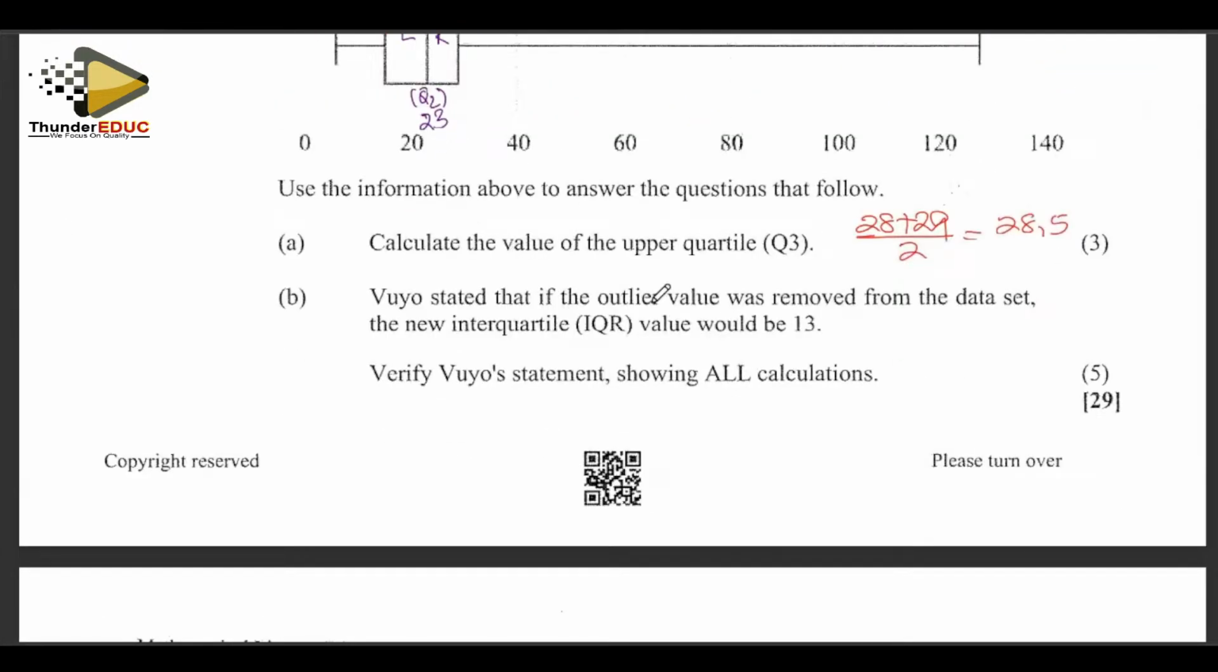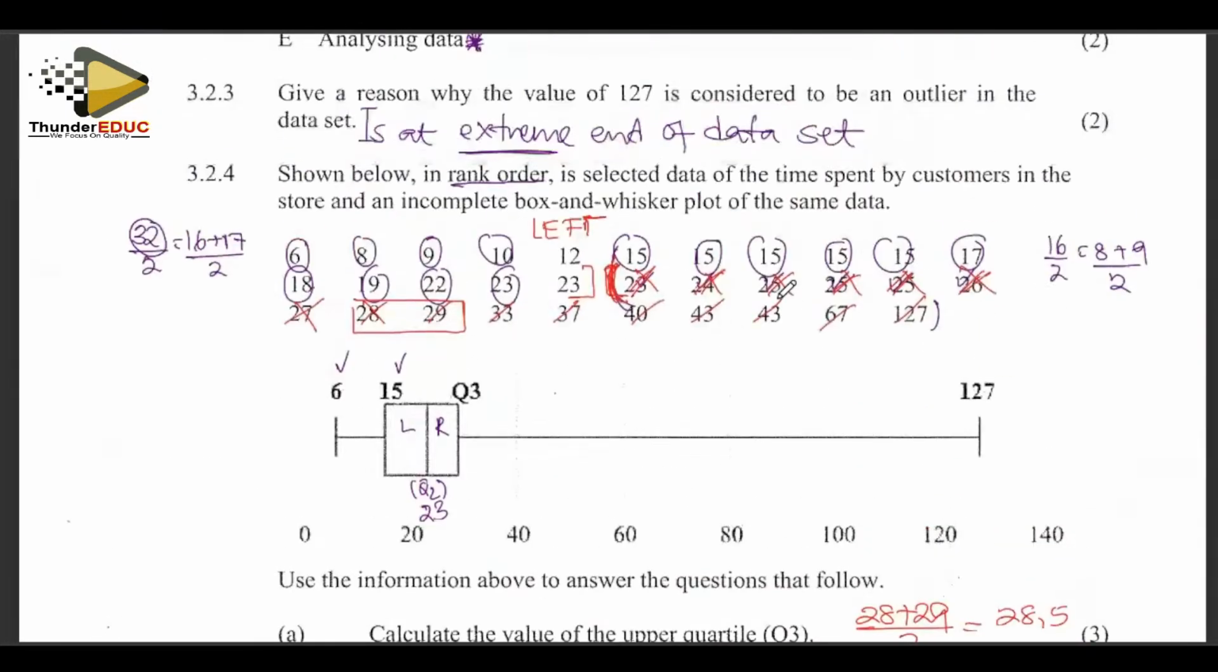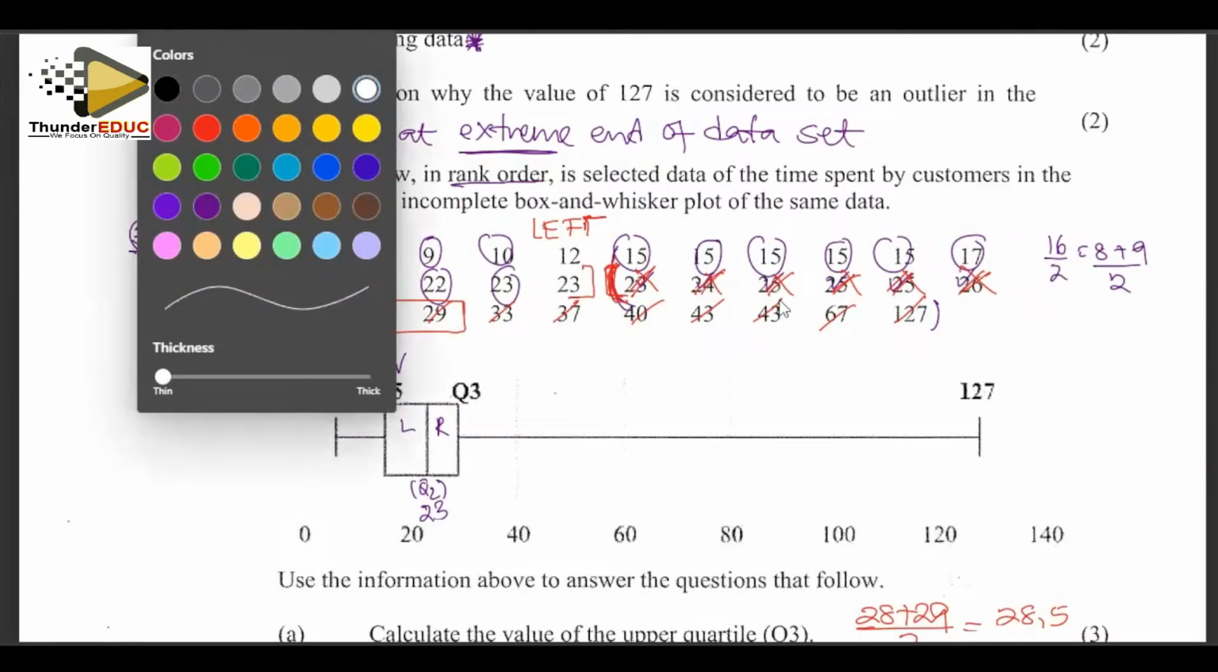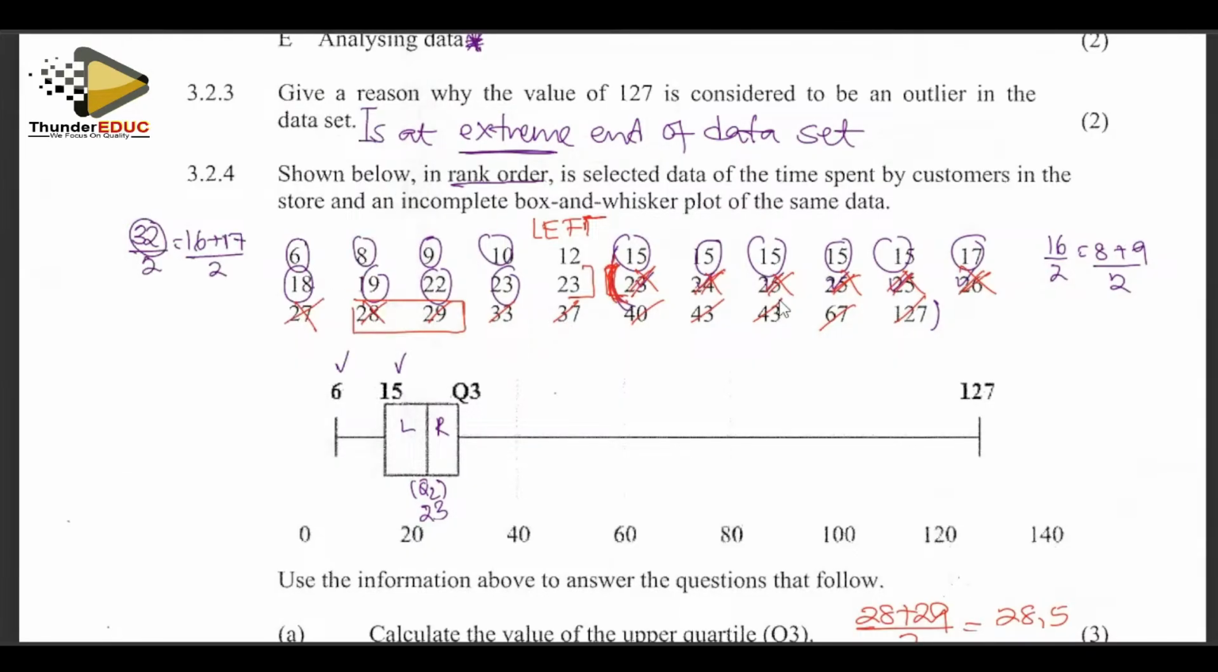Vuyo stated that if the outlier value was removed from the data set, the new interquartile range value would be 13. So before we go ahead, we have to ask ourselves, how do we get the interquartile range? Interquartile range will be IQR equals Q3 minus Q1. So we need to know the Q3, and then because now they will change. They are telling us that if this number is removed, the 120.